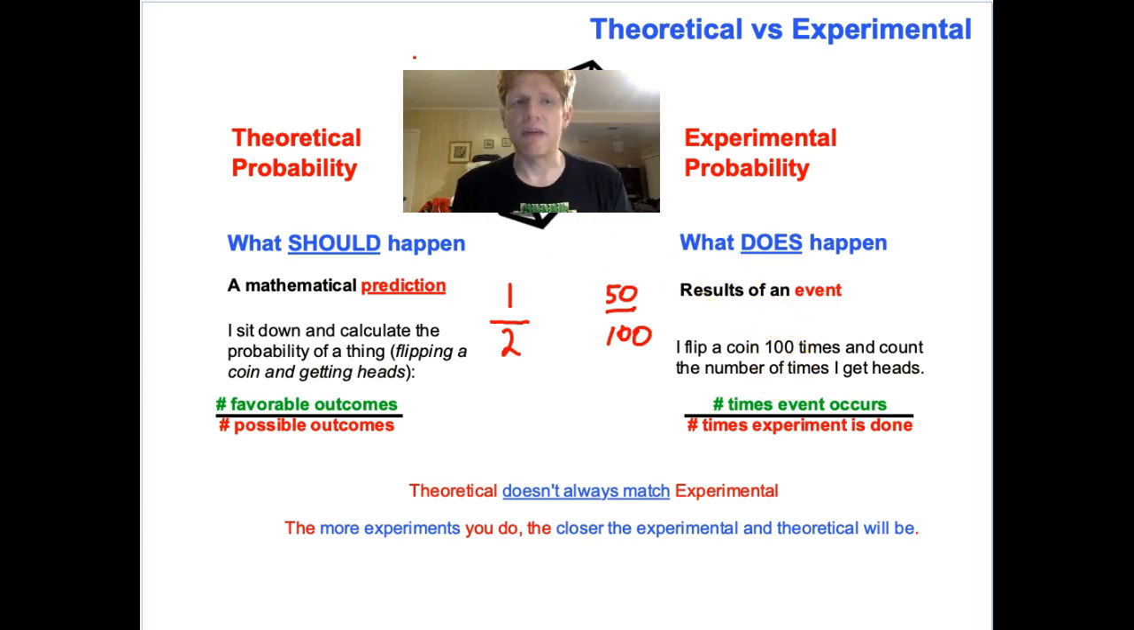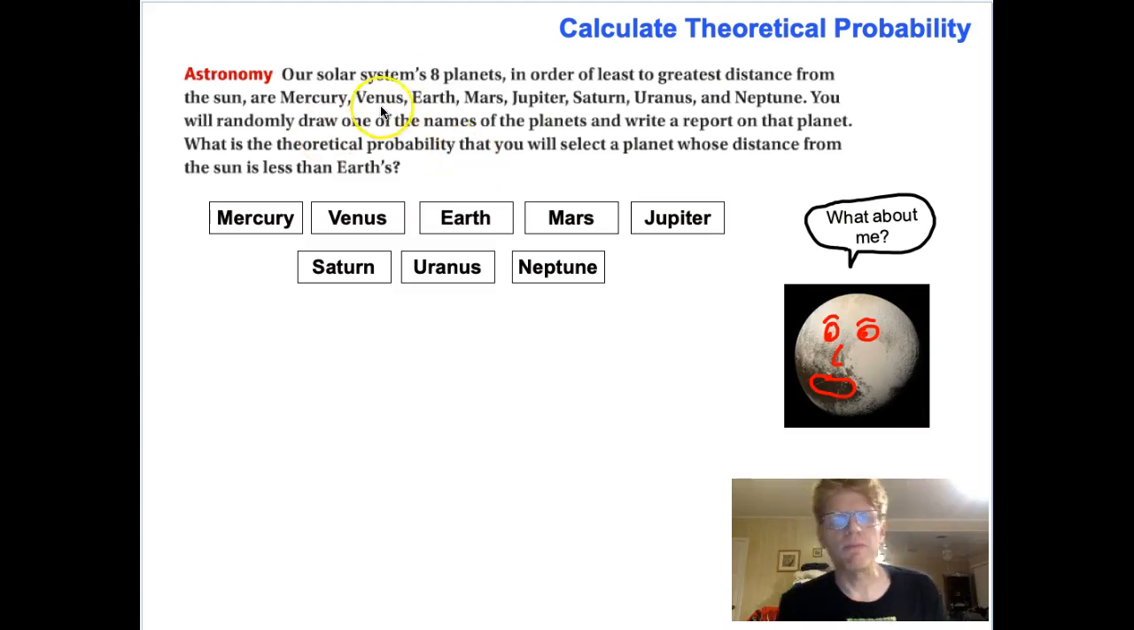Let's take a look at a few examples. First example problem. Our solar system's 8 planets, in order of least to greatest distance from the Sun, are Mercury, Venus, Earth, Mars, Jupiter, Saturn, Uranus, and Neptune. Wait a minute, what happened to Pluto? Anyway, you will randomly draw one of the names of the planets and write a report on that planet.